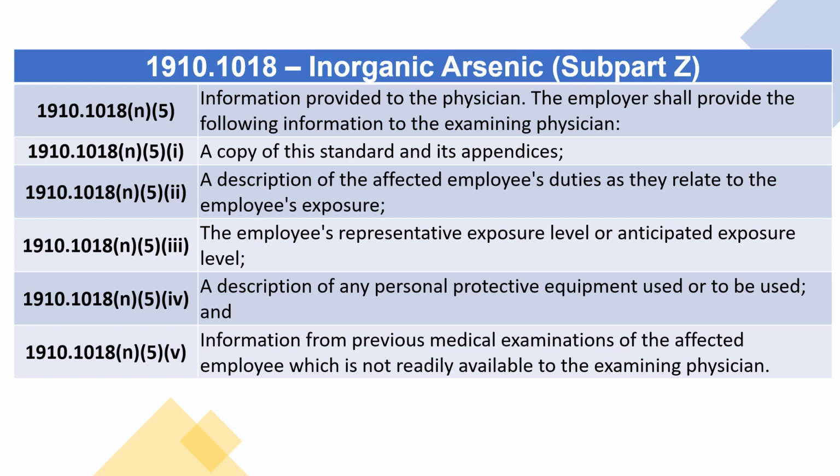1910.1018 N5 Information provided to the physician. The employer shall provide the following information to the examining physician. 1910.1018 N5 I through V: A copy of this standard and its appendices, a description of the affected employee's duties as they relate to the employee's exposure, the employee's representative exposure level or anticipated exposure level, a description of any personal protective equipment used or to be used, and information from previous medical examinations of the affected employee which is not readily available to the examining physician.